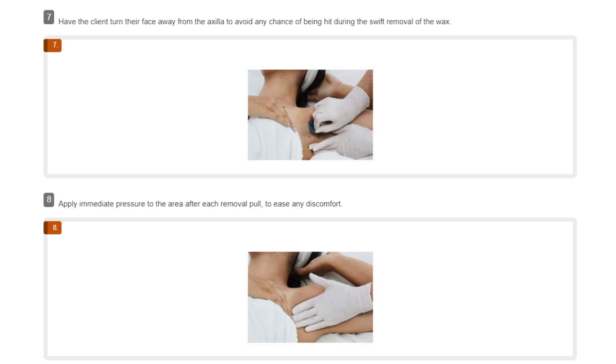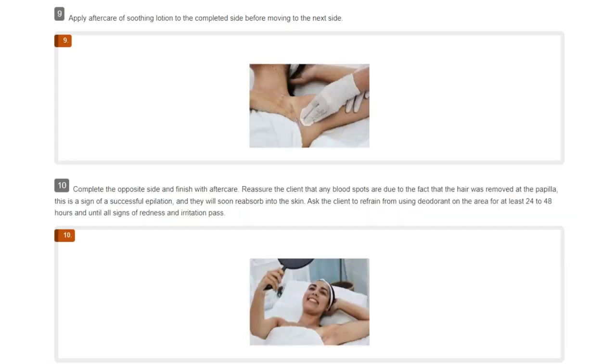8. Apply immediate pressure to the area after each removal pull to ease any discomfort. 9. Apply aftercare of soothing lotion to the completed side before moving to the next side. 10. Complete the opposite side and finish with aftercare. Reassure the client that any blood spots are due to the fact that the hair was removed at the papilla. This is a sign of a successful epilation, and they will soon reabsorb into the skin. Ask the client to refrain from using deodorant on the area for at least 24 to 48 hours and until all signs of redness and irritation pass.